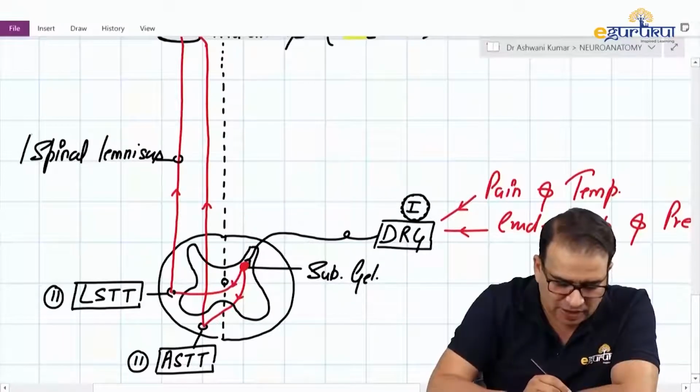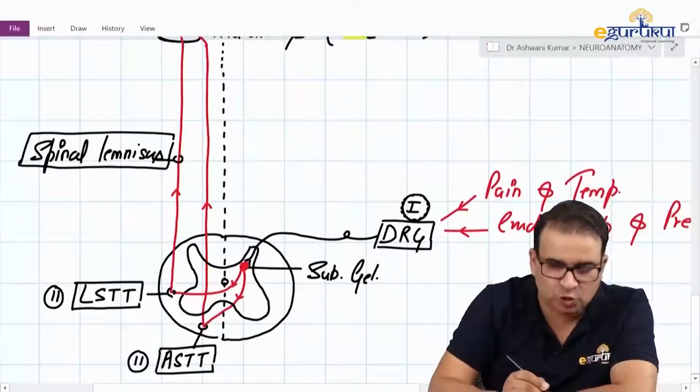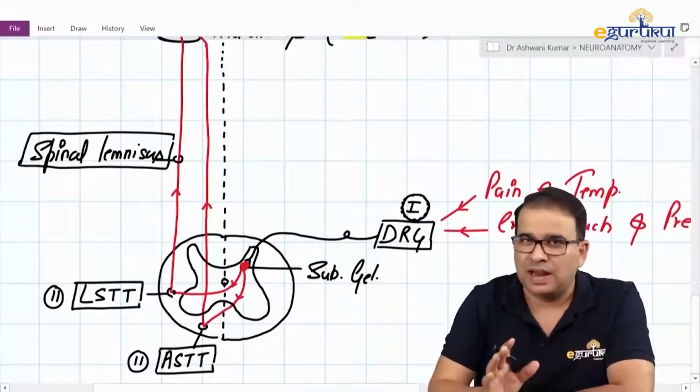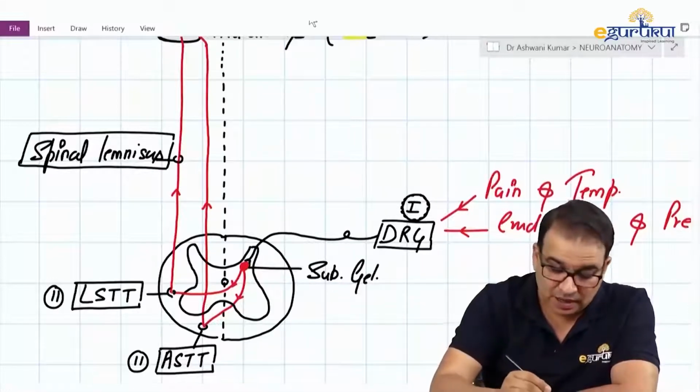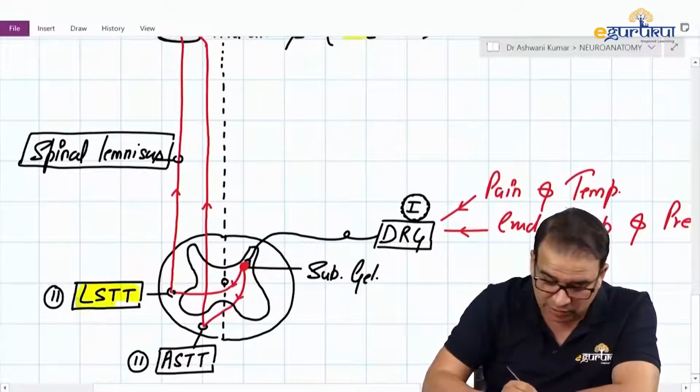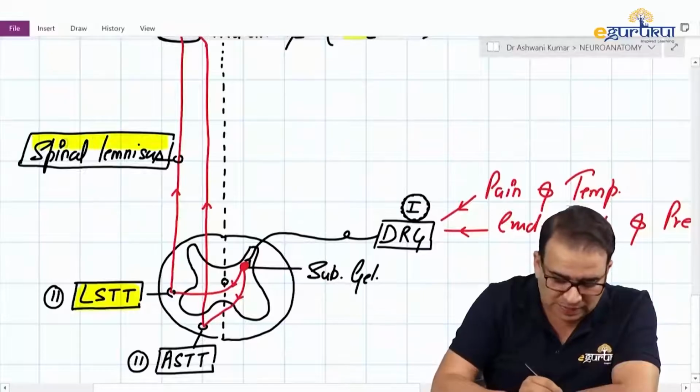Spinal lemniscus. A very common mistake people make: they think the name is lateral spinothalamic tract, so it should be lateral lemniscus. No. Lateral lemniscus is the auditory pathway. So the lateral spinothalamic tract, which is carrying pain and temperature, you already know that, forms the lemniscus in the brainstem called the spinal lemniscus.